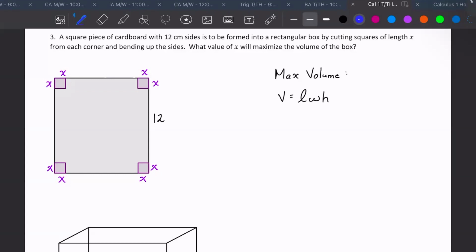All right. And so we have this square piece of cardboard. We know that the sides are 12, and we also know that we're cutting out squares of length X from each corner and bending up the sides. If you are not a very visual person, which I am not, this is hard to see, even though I have this picture here of the folded box.